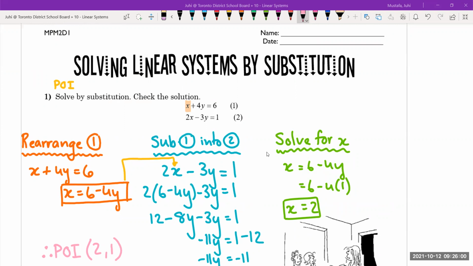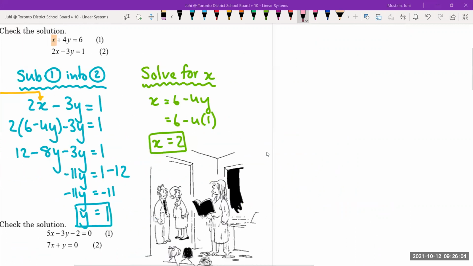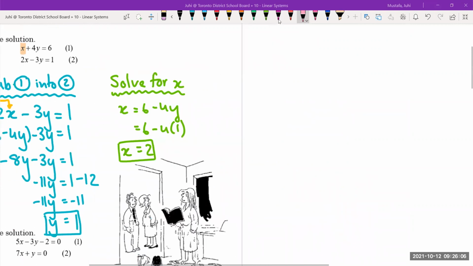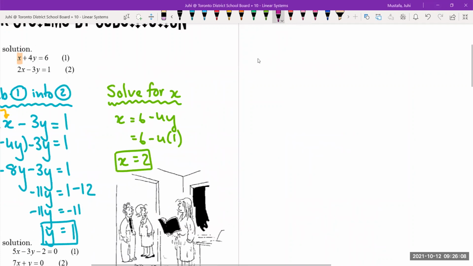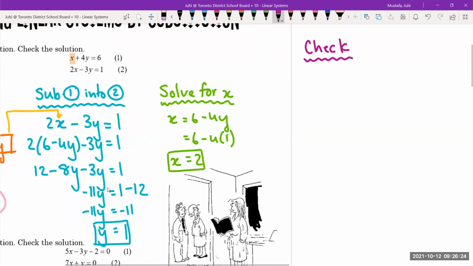But let's walk through how we would check our solution for this. The process is a little bit longer, which is why I don't ask for a check every single time. So you're going to move over to the bottom of your page or a side of your page. Hopefully you guys wrote a little bit smaller than I did. And I'm going to write down check.